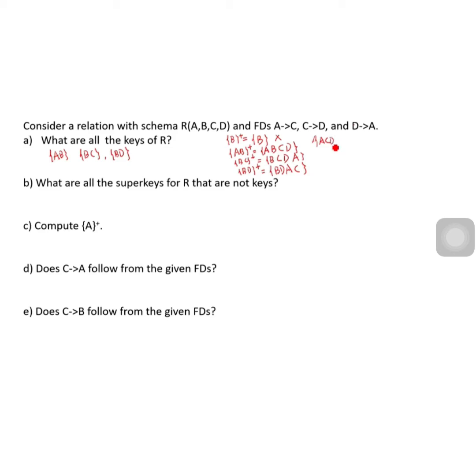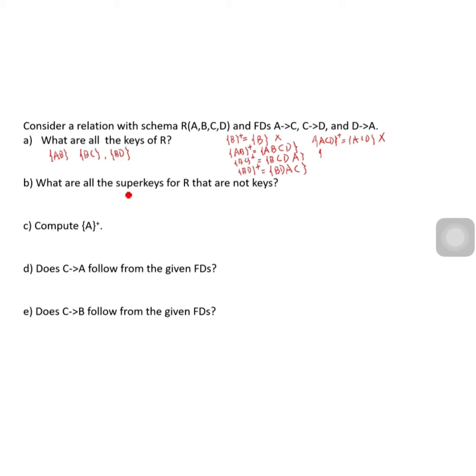The closure of CD must be ACD. It's not a super key, and all the other sets with 3 attributes include B. So they are super keys. Now, what are all the super keys for R that are not keys?